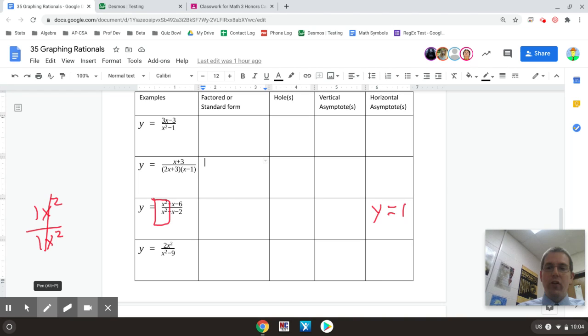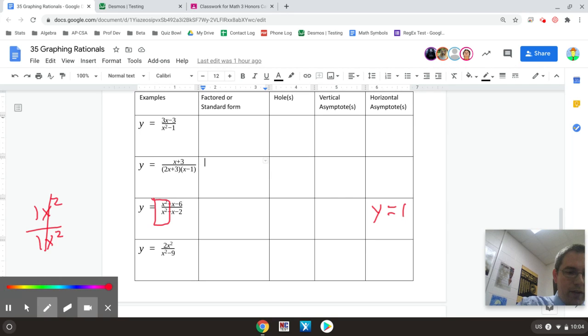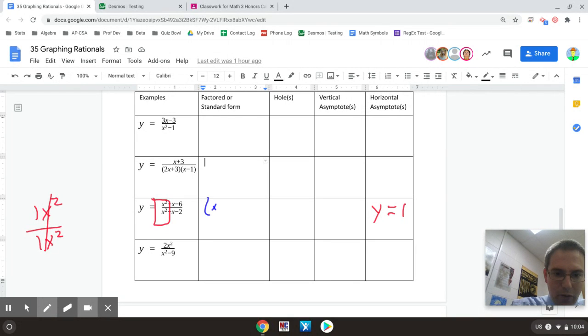To get my vertical asymptote or hole, I would need it in factored form, so let's go ahead and factor. You might remember that you're looking for what multiplies to -6 and adds to +3. So that's an x plus 3 and an x minus 2. On the bottom, you are looking for what multiplies to -2 and adds to -1. So that gives me an x plus 1 and an x minus 2.